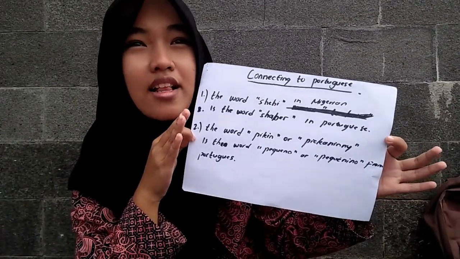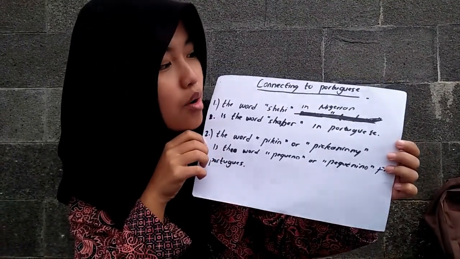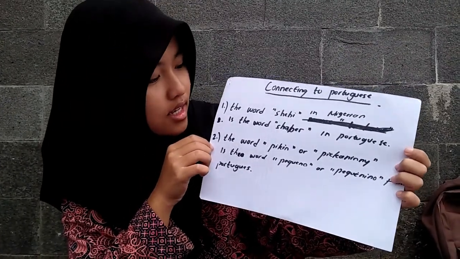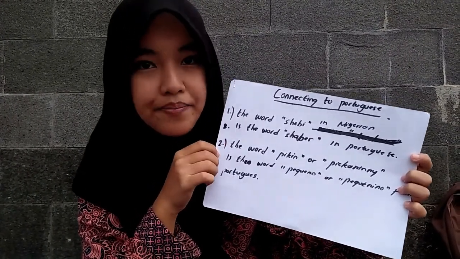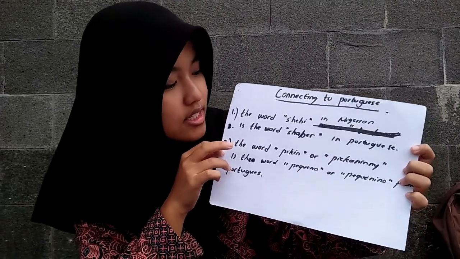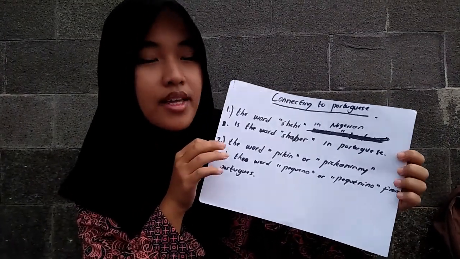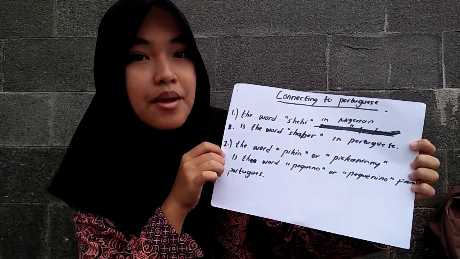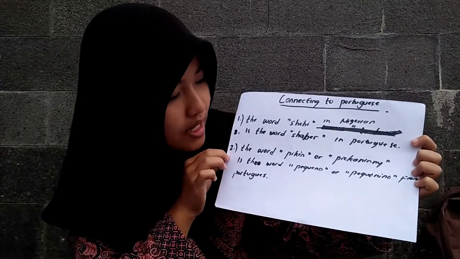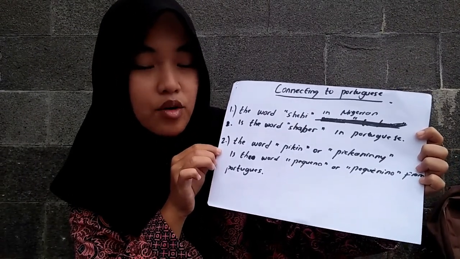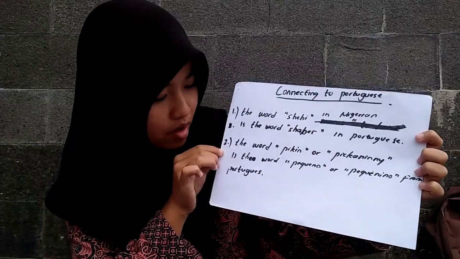And the next is the relationship between Nigerian Pidgin and another language, connecting to Portuguese. Like I explained before, in Nigerian Pidgin there is a word like sebi. The word sebi in Nigerian has a relationship with the Portuguese word saber. And the last is in Nigerian the words pikin or pikinini, which in Portuguese is the same as pequeno or pequenino.